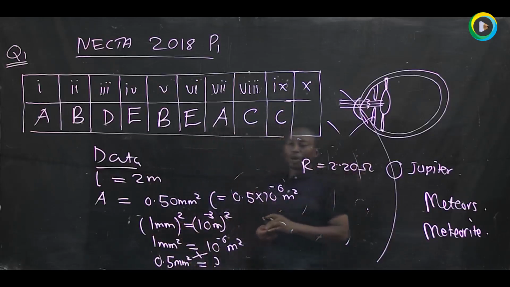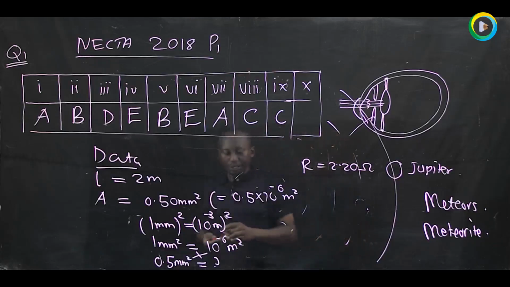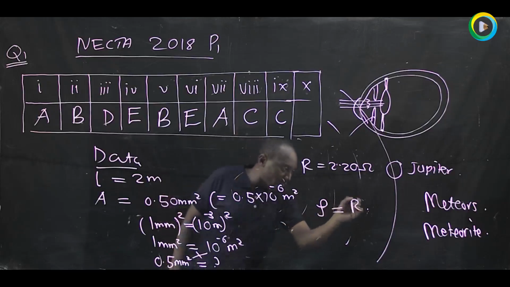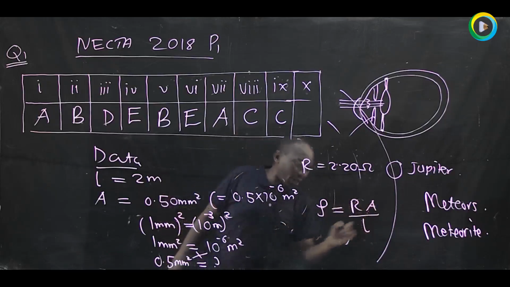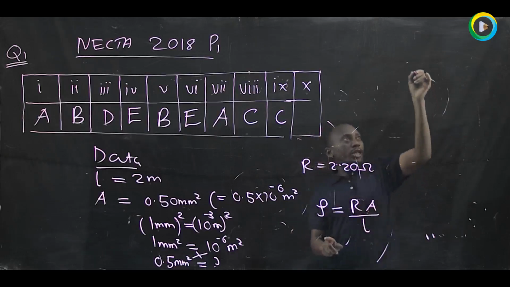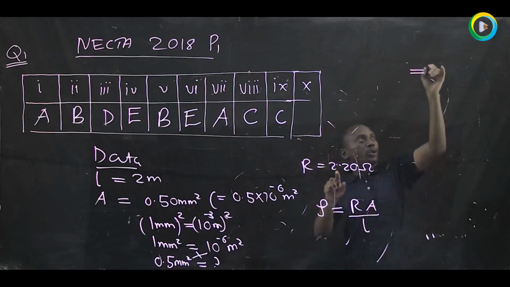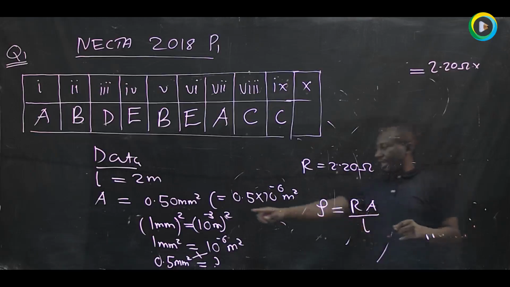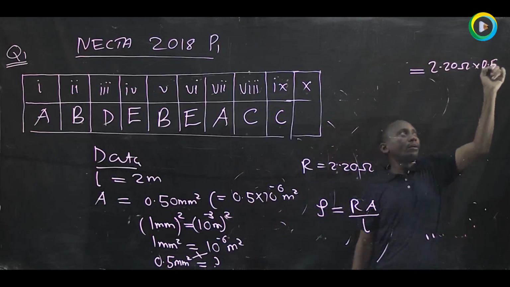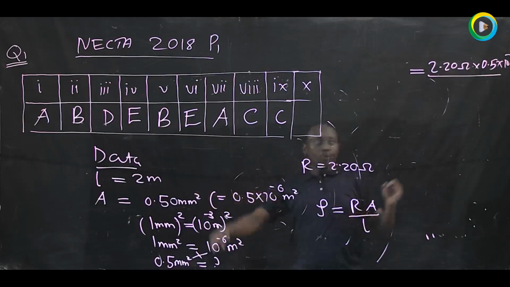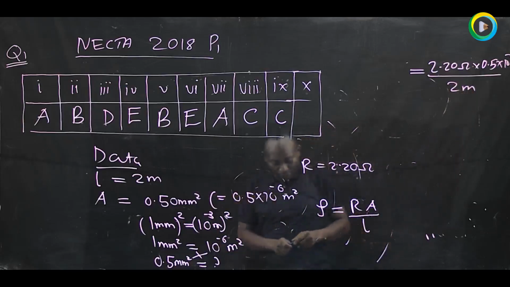What will be the resistivity of the wire? The resistivity of a wire can be obtained from the resistivity formula. From the expression of resistivity, you can say the resistivity of a material is numerically equal to the resistance of the same material of unit cross-section area and of unit length. And therefore, we can substitute in the equation. The resistance is 2.2, so we write here 2.2 ohms multiplied by the cross-section area, 0.5 multiplied by 10 power minus 6. The whole thing you divide by the length of the wire, 2 meter.